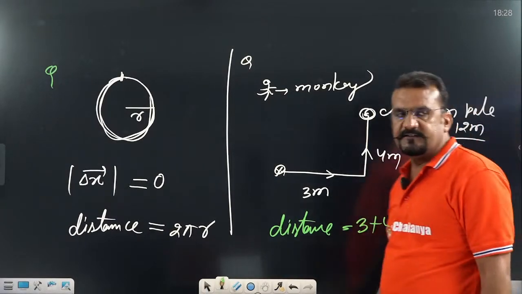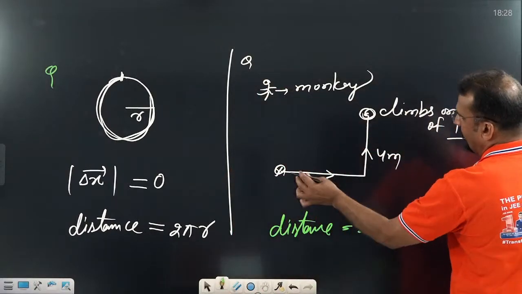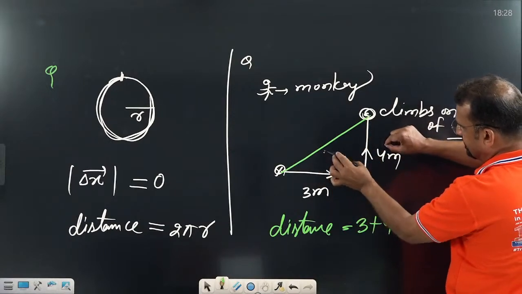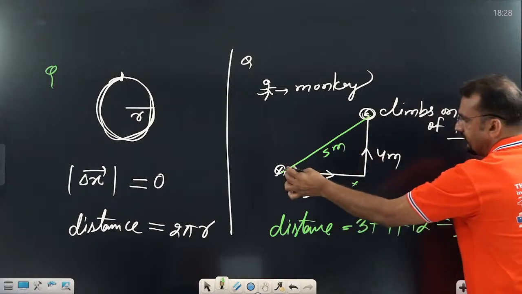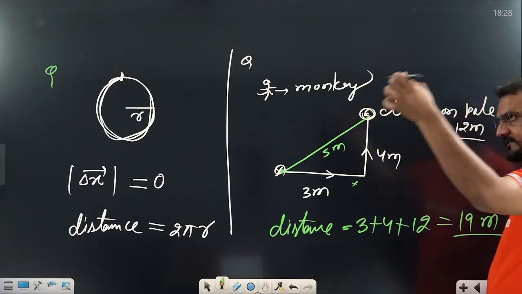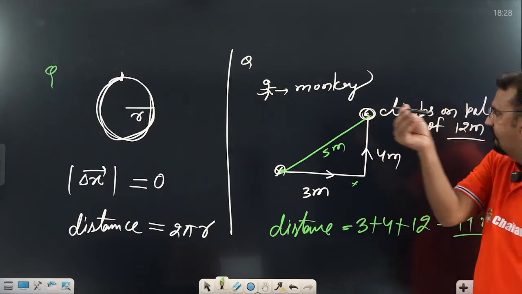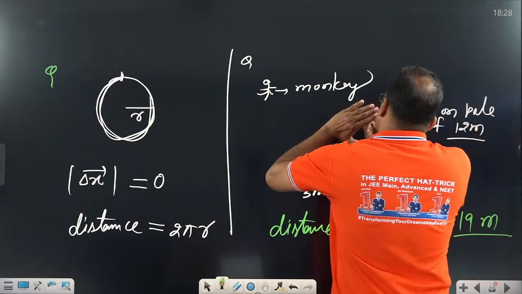Now let us assume what is the displacement. To calculate displacement, see, this is 3, this is 4. One displacement is this one. For this condition, this displacement is 5 meter. Now this is the initial point and the final point is the pole. Let us assume the marker in my hand is like the pole. Then what is the displacement? This is the pole, then displacement will be again a hypotenuse.